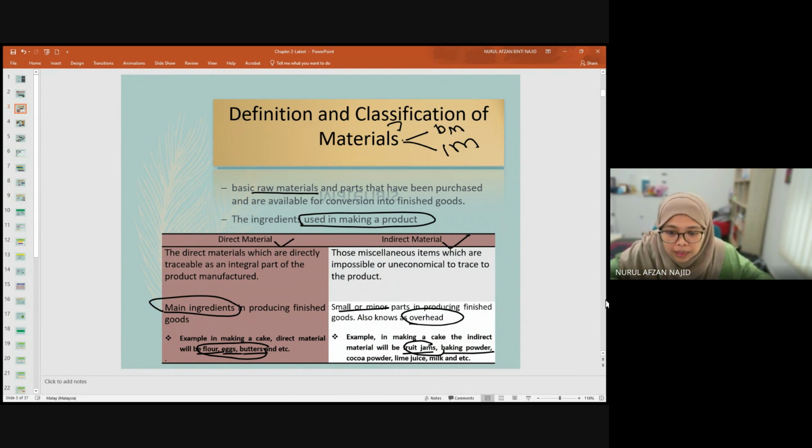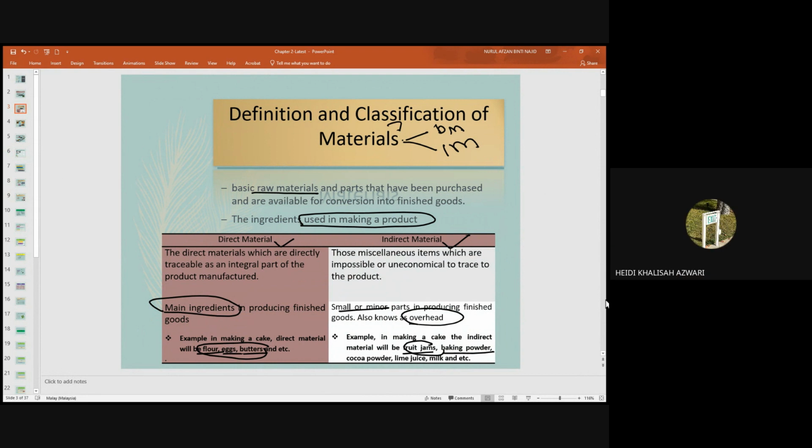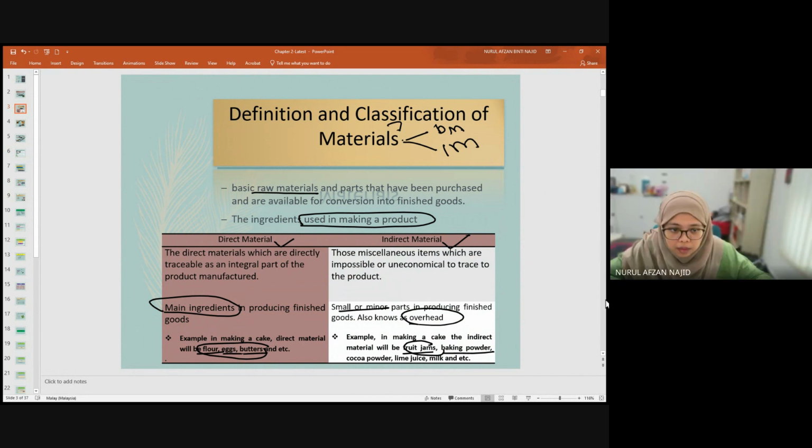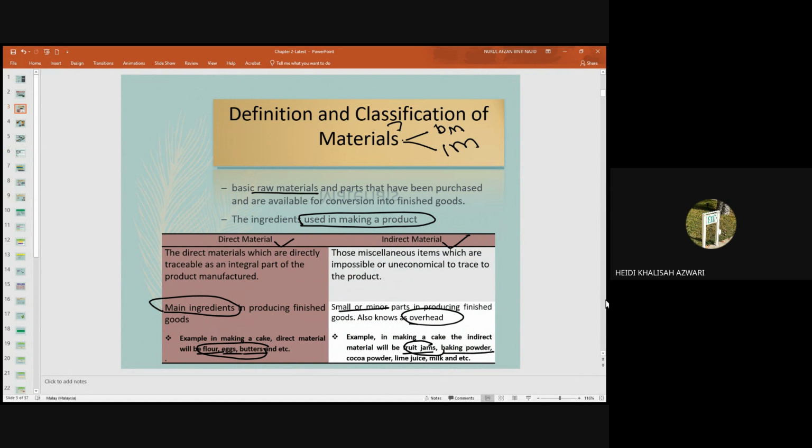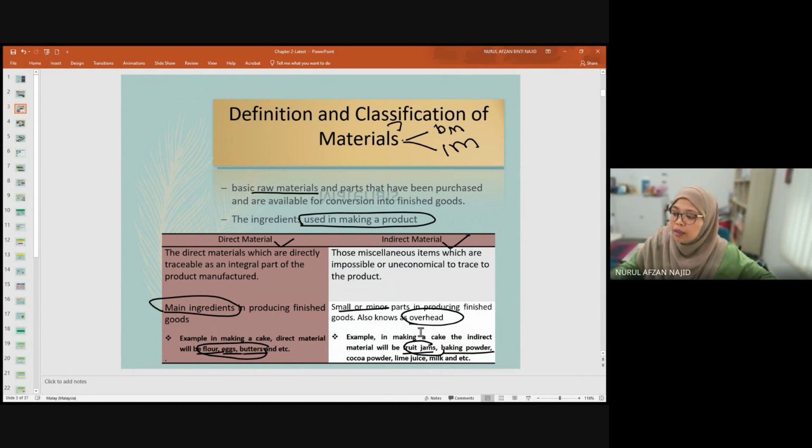Panggil apa tu? Heidi ke apa? Heidi. Okay, Heidi. Faham. Do you understand? Yeah. Okay, good. Alright, so that's why dipanggil sebagai small or minor. Dia macam setitik, satu sudu kecil. So benda tu impossible untuk kita kata sangat signifikan. Something like that. Itulah yang dia cuba nak sampaikan.